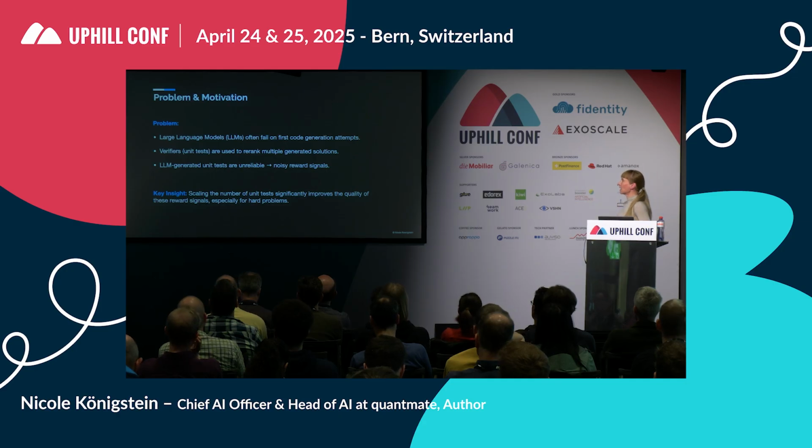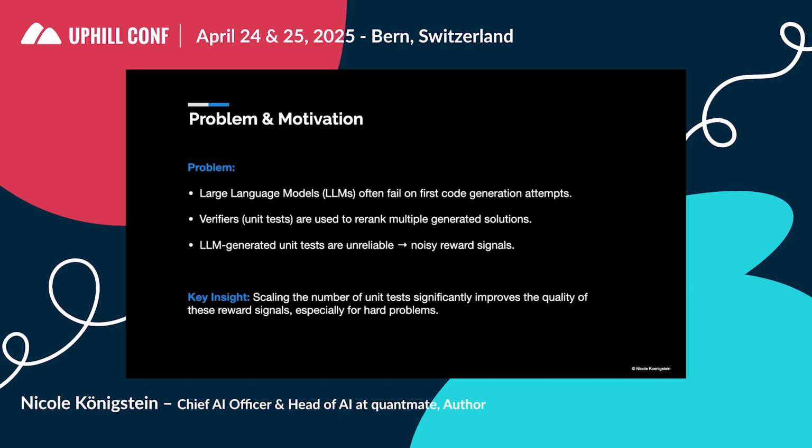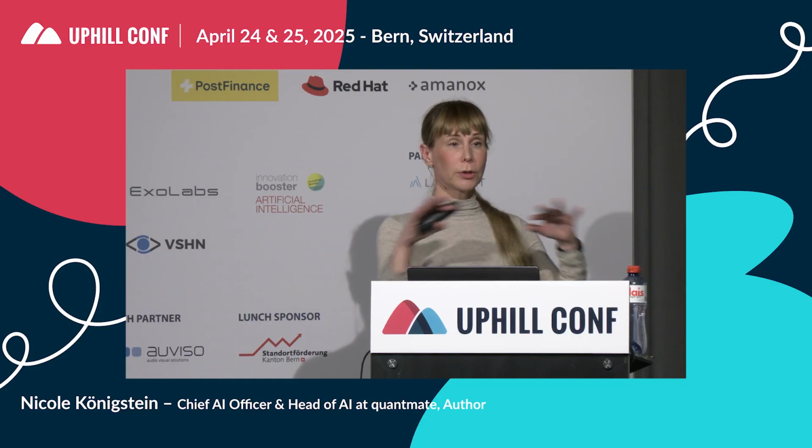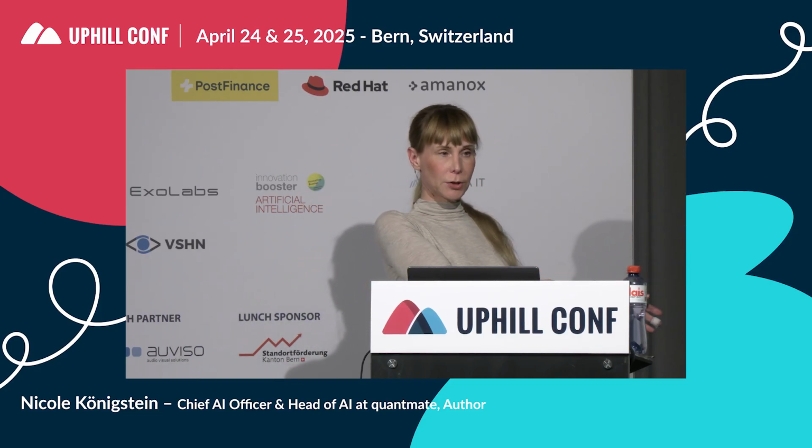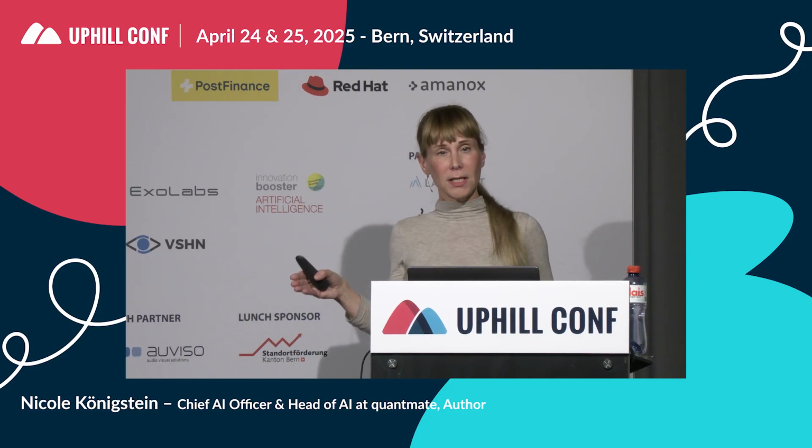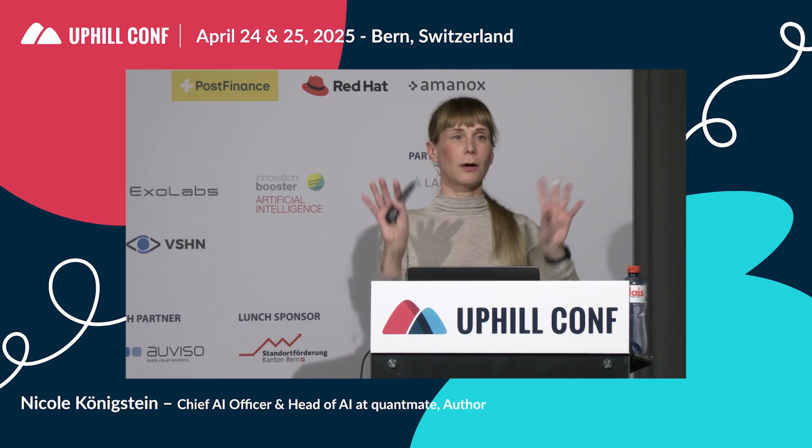So this is the problem: models often fail on first code generation attempts, so you need verifiers and unit tests to re-rank multiple generated solutions. You can not only use that for your unit tests, but also for validating the coding models to see if they actually perform well. So you have a complete system. One writes your unit tests, the other helps you fix the bugs, then it comes together and they evaluate each other in that whole agentic setup.